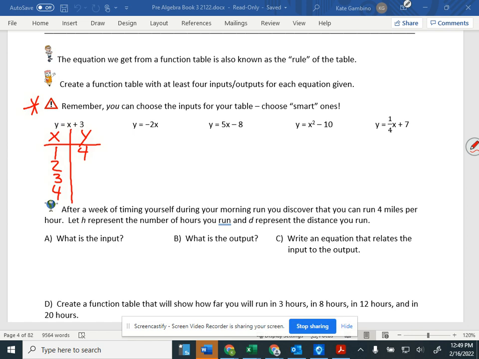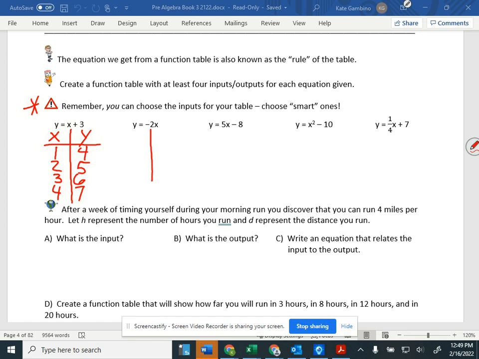So if I put a 1 in, I get a 4. If I put a 2 in, 2 plus 3 is 5. 3 plus 3 is 6. 4 plus 3 is 7. I can see that pattern. I'm adding 1 more each time to my y's. If I add 1 more to my x, I'm adding 1 more to my y's.